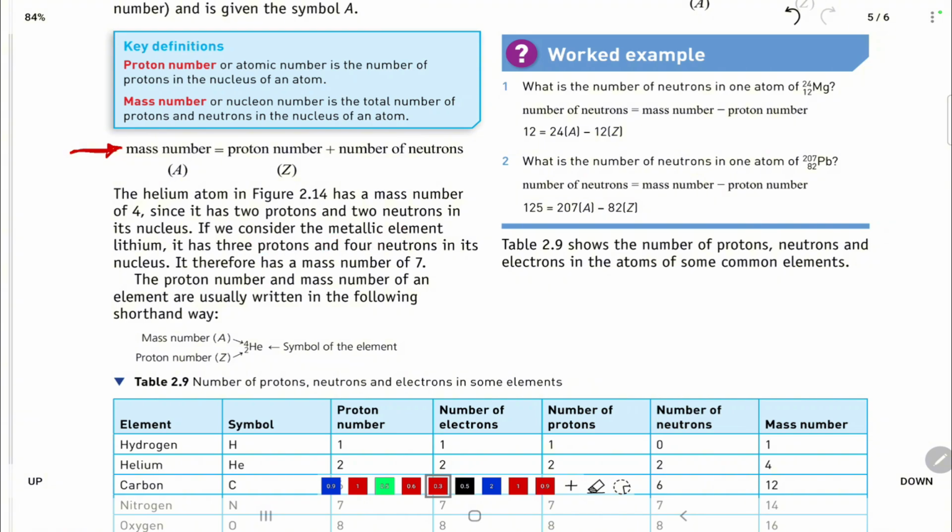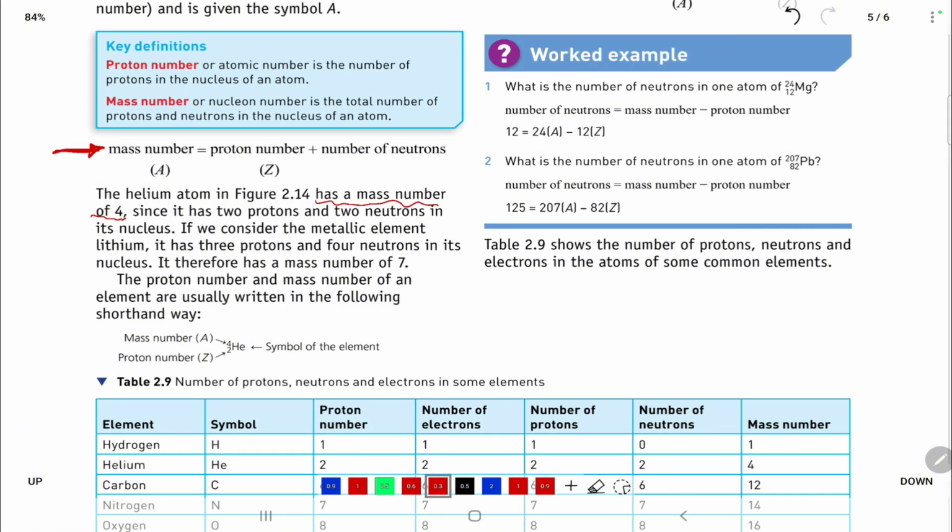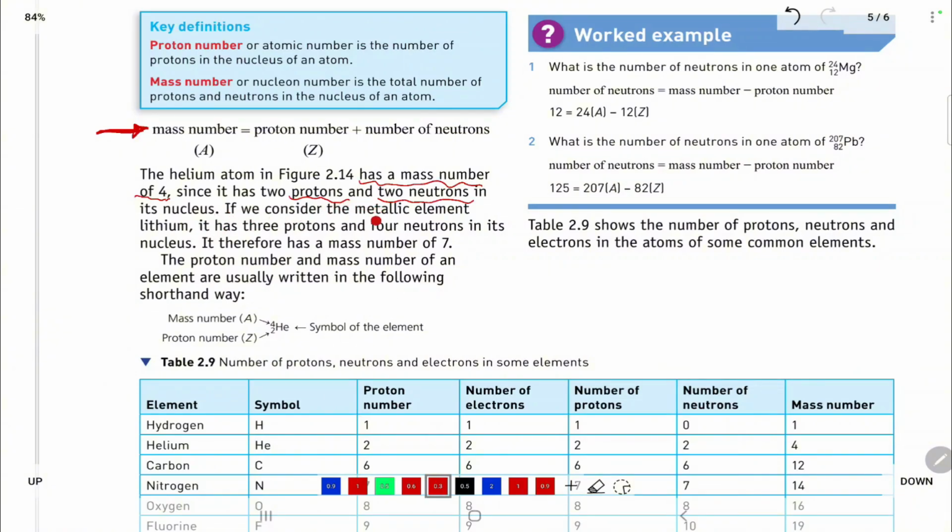In helium, the mass number is equal to 4 since it has 2 protons and 2 neutrons. Now if we consider the metallic element lithium, it has 3 protons and 4 neutrons in its nucleus. It therefore has a mass number of 7, because it is 3 here and 4 here.